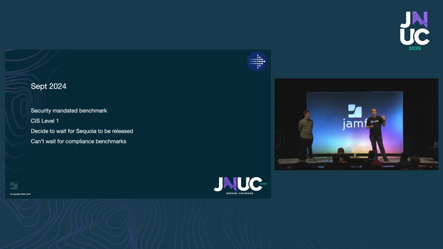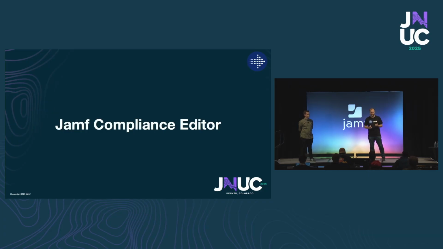As Sequoia was about to come out, and those benchmarks get reviewed on a yearly basis when the new OS comes out, we asked security if they were happy for us to wait for macOS 15 to be out and published. They were fine with that. At the time, JNUC 24 just had happened, and compliance benchmarks had been announced, but because we didn't have a release date for it yet, we decided to proceed without it.